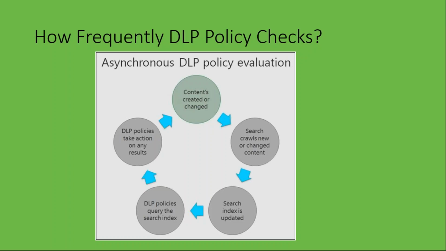So this process just keeps going on. Users upload or modify content, search crawls it, the index is updated, and the DLP policy queries the search index. So that's how all the content just keeps getting queried by the policy.